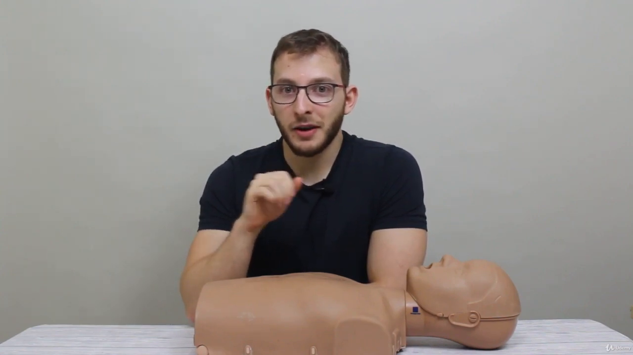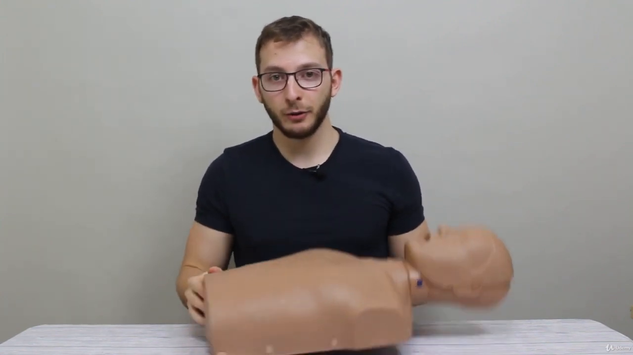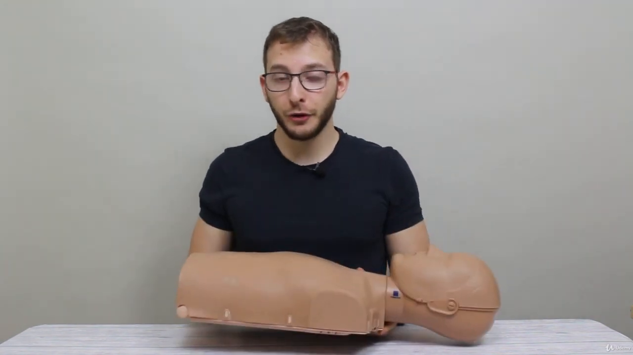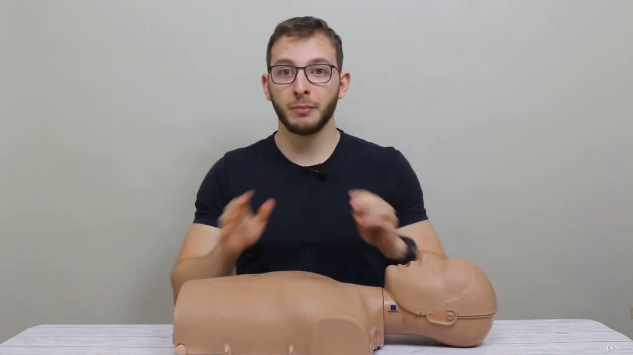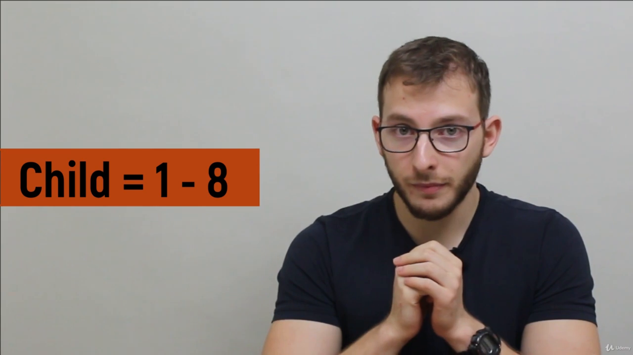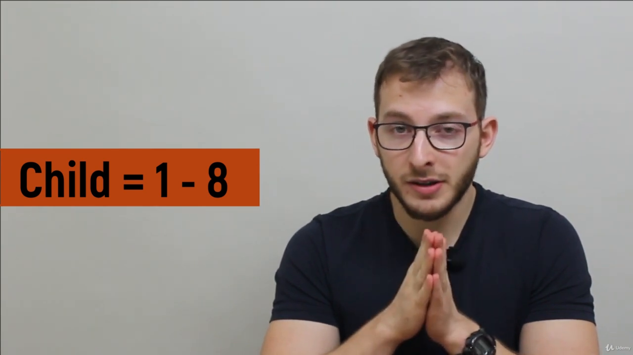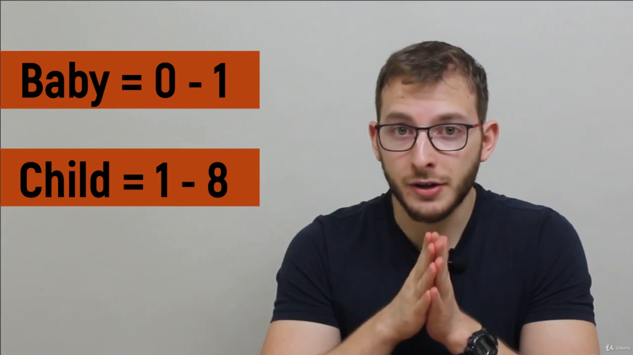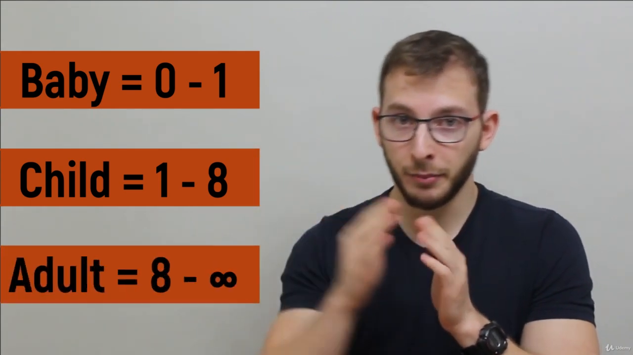Okay guys, now let's cover the different steps of how to treat a child in CPR. Before that, let's talk really quickly about how to define a child. A child is someone who is between the age of 1 to 8. A baby is someone from the age of 0 to 1. And an adult is someone from the age of 8 and above.